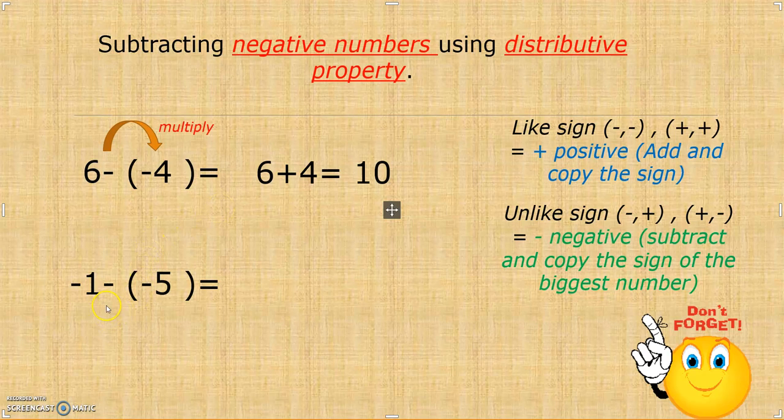And negative 1 minus negative 5, the answer is positive 4, since negative times negative is positive. So it becomes negative 1 plus 5, which are unlike signs. So subtract and copy the sign of the biggest number. Since 5 is bigger than negative 1, the answer is positive 4.